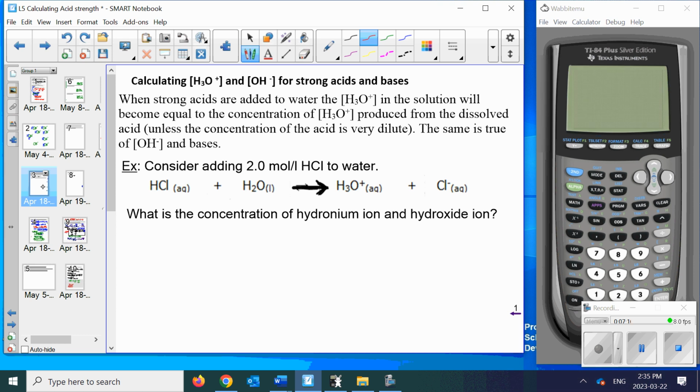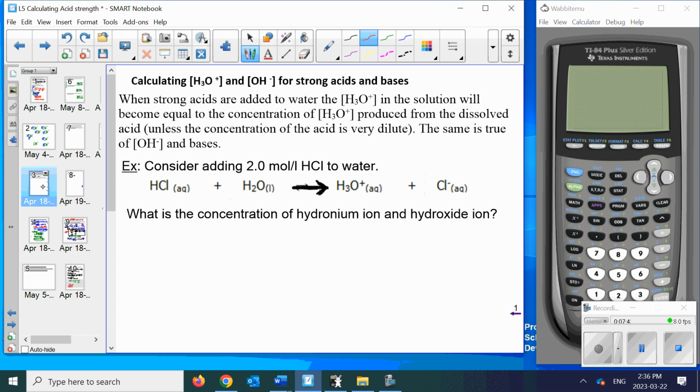So if you need to jot down notes, do this part of it. Calculating the concentration of hydronium ion and hydroxide ion for strong acids and bases. When strong acids are added to water, the H3O plus concentration in the solution would become equal to the concentration of hydronium produced from the dissolved acid, unless it was very dilute. The same is true for the hydroxide if you're adding a base.